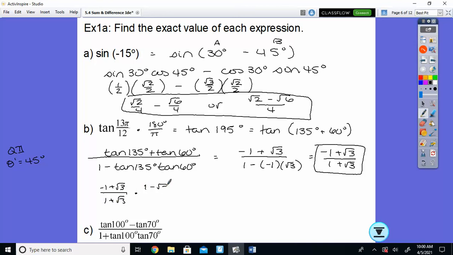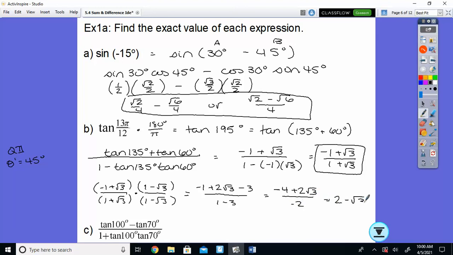So we'll multiply by 1 minus radical 3 on top and bottom. So if I FOIL that, I get negative 1 plus radical 3 plus radical 3 is 2 radical 3 minus radical 3 squared is just 3. On the bottom we get 1 minus 3. So negative 4 plus 2 radical 3 over negative 2, or 2 minus radical 3.